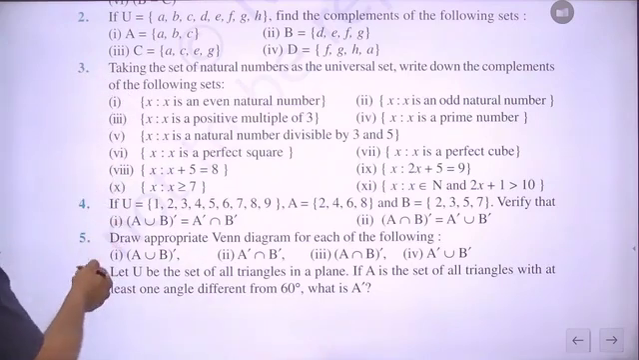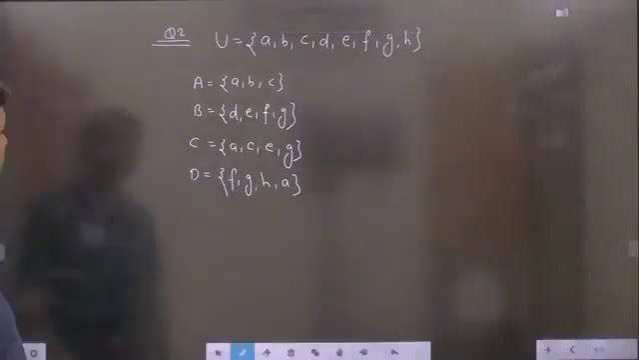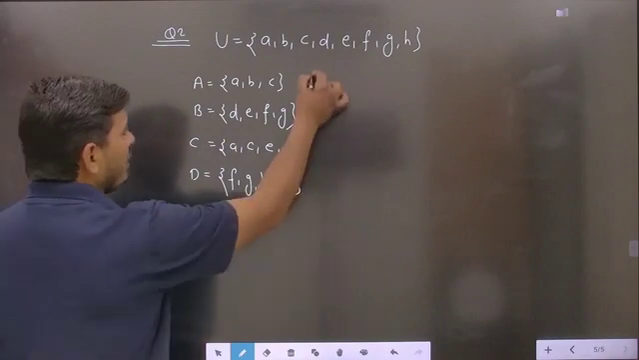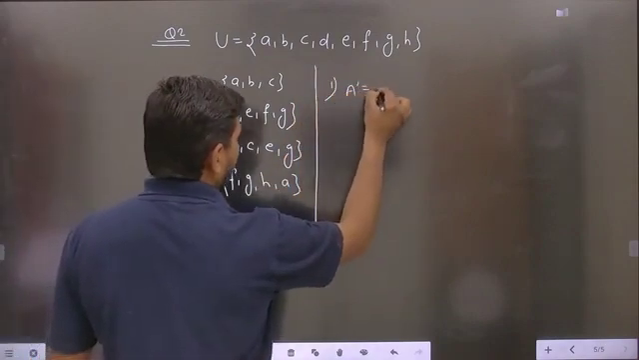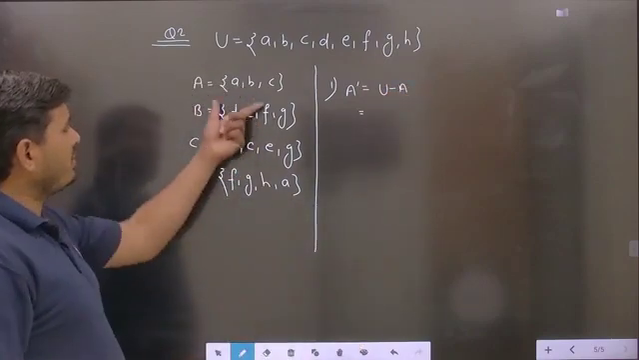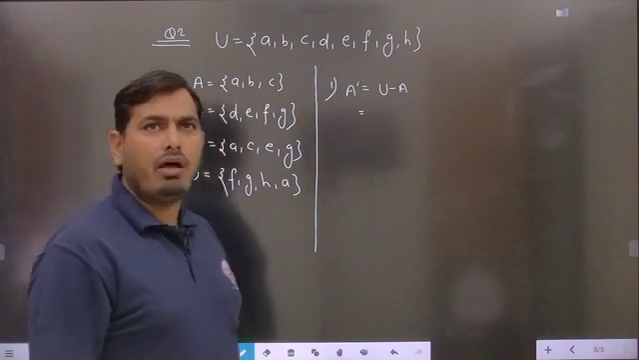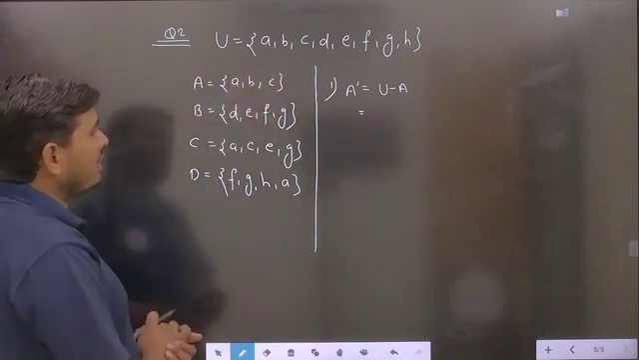So basically these 4 sets are given, and in these 4 sets we have to find the complement of each and every part. For the very first part, we have to write A dash, and A dash is written as U minus A. U minus A means these elements are subtracted from the given universal set. The universal set is given as A, B, C, D, E, F, G, H.